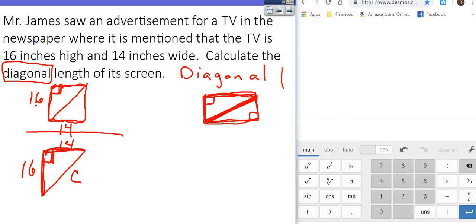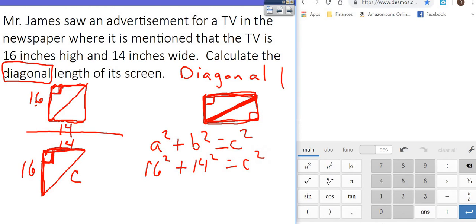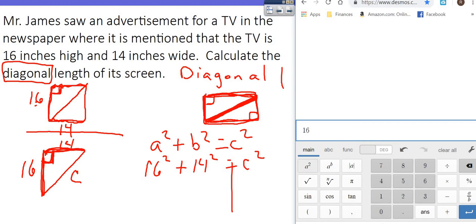If it's a right triangle, we know that we are going to use the Pythagorean theorem. Okay? So I've got 16 squared plus 14 squared equals C squared. And the 16 squared plus the 14 squared, we can put directly in our calculator without any trouble. It does all the work for us. It does all the squaring for us. And it gives us 452.